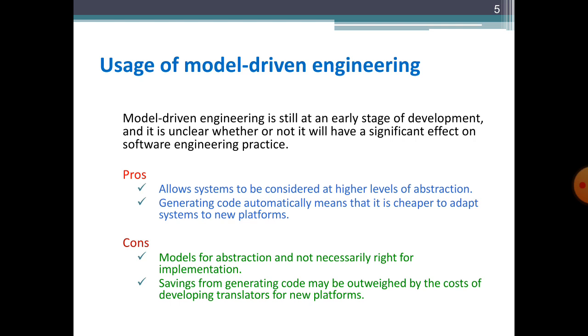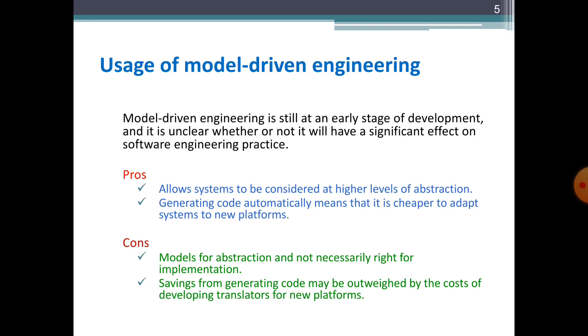Model driven engineering allows the system to be considered at a higher level of abstraction. So what does this mean? Model driven engineering raises the level of abstraction in software engineering, so that engineers no longer have to be concerned with programming language details or the specifics of execution platforms.